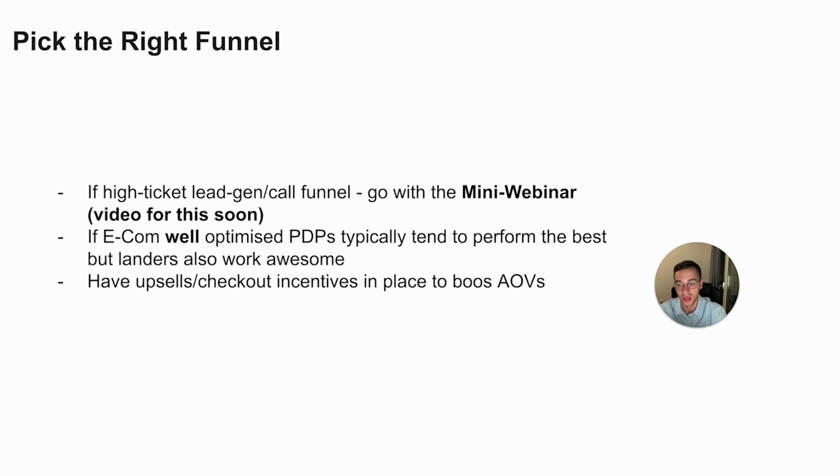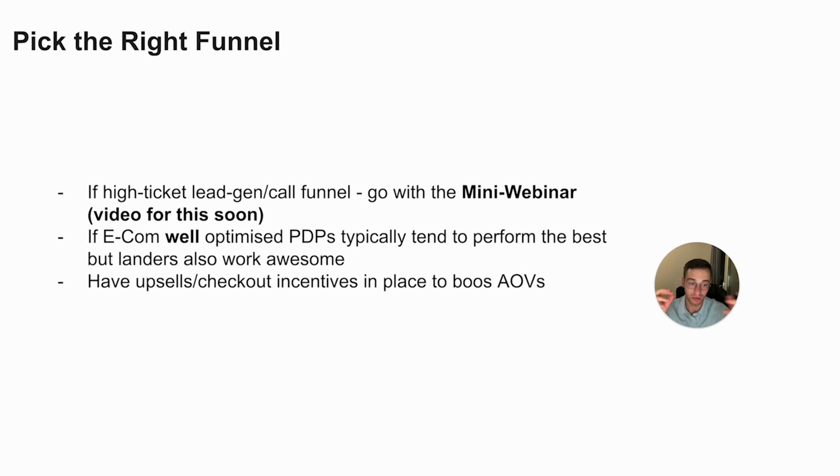And if you're an e-com store, well-optimized PDPs typically outperform any other page. But as you scale, landing pages also work very well if they are put together nicely. I'm going to share some examples in the description. Also have upsells and checkout incentives in place to boost AOV. Very, very important thing to boost AOV, especially if you're an e-com product. You can easily have an upsell product, or obviously if you have a course, you can do that. And if you have a course and a high ticket coaching offer, you can put that in a whole funnel together. But it's super important to squeeze as much out of each customer.